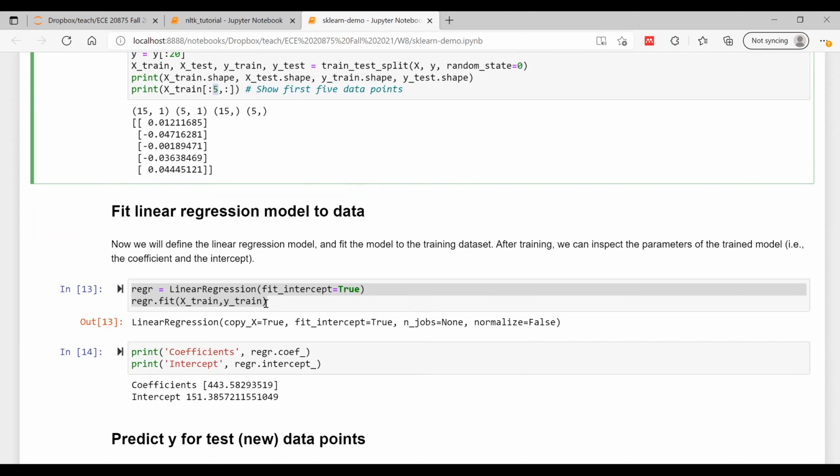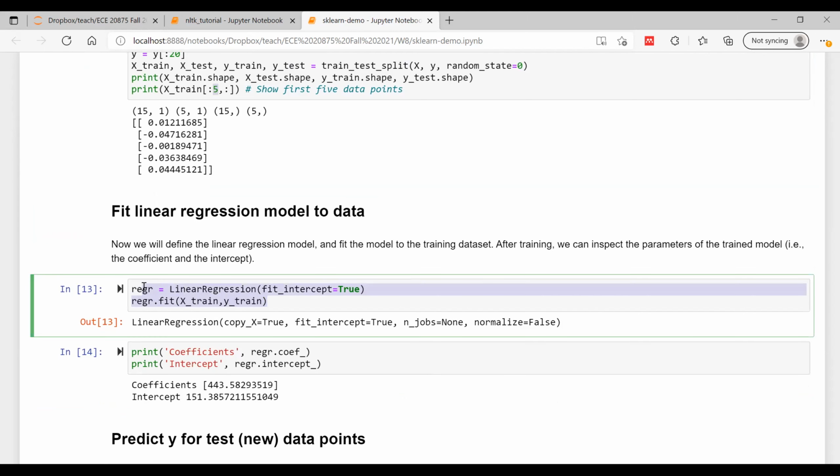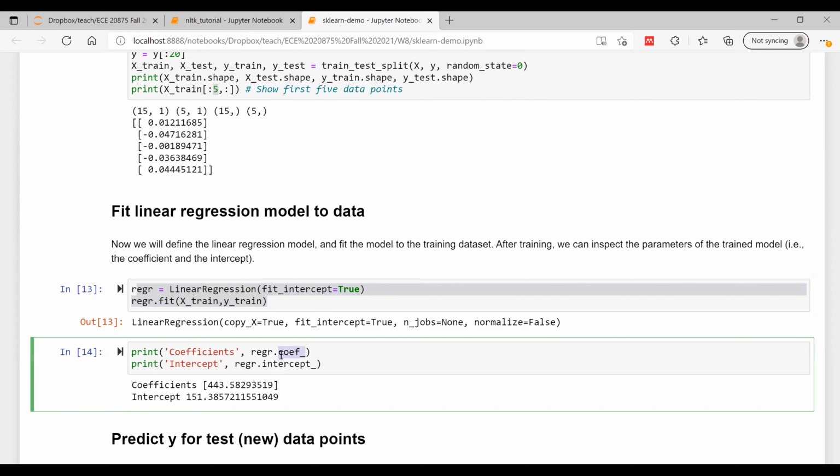Then again, I think we have seen this. You just call the linear regression, allow the bias term, and then fit X train and Y train. You are fitting your model using training data, so no testing data here, just the training data. And then you can print, and as you can see, now you have your coefficients. The coefficients are all the A's, and then you have the intercept, your B's.